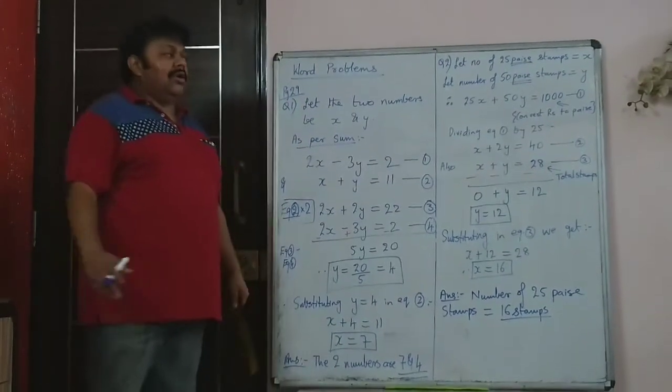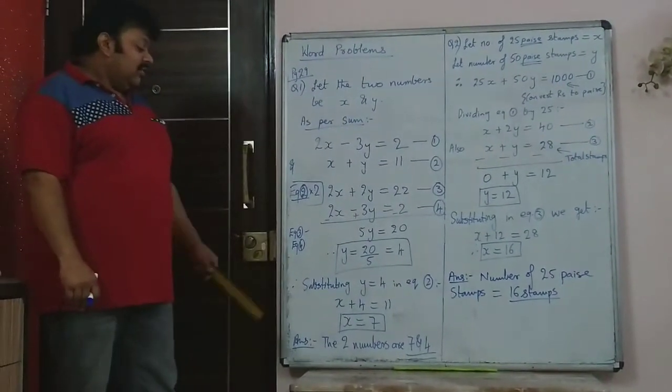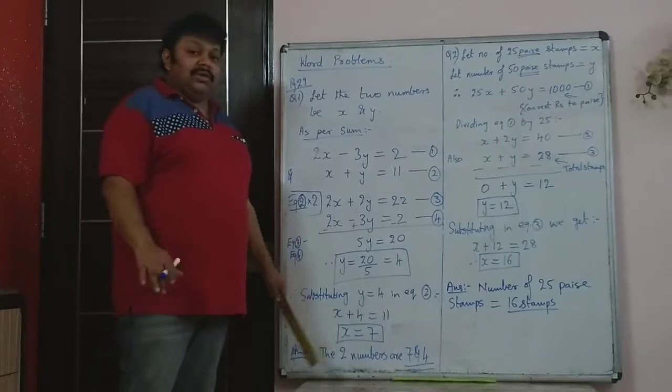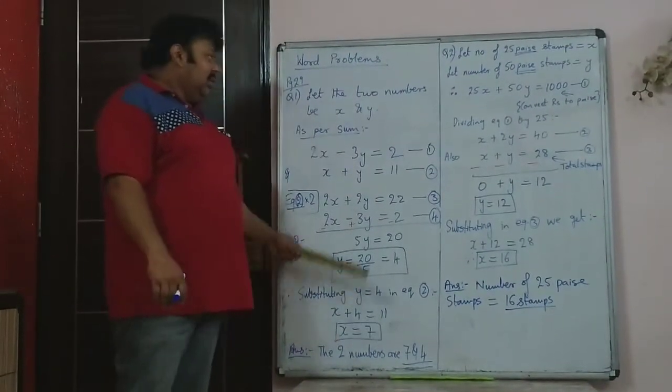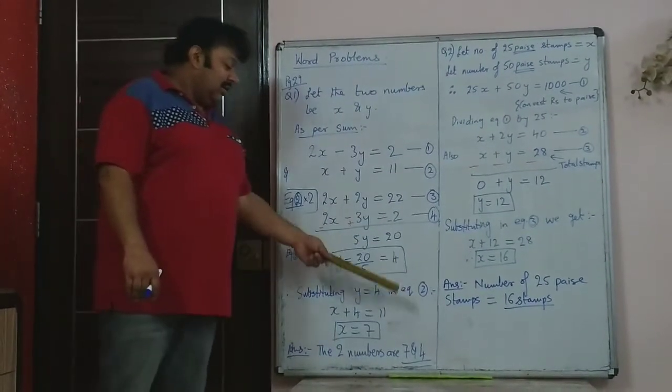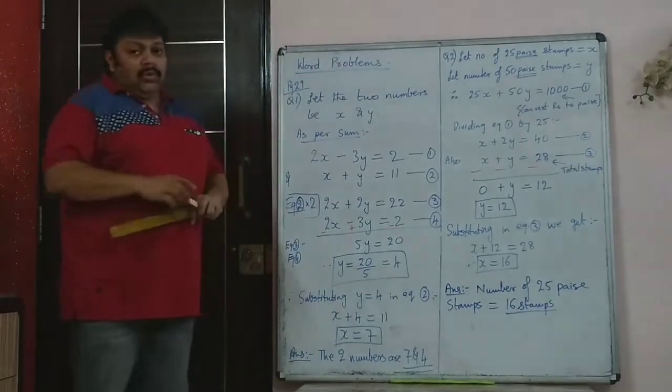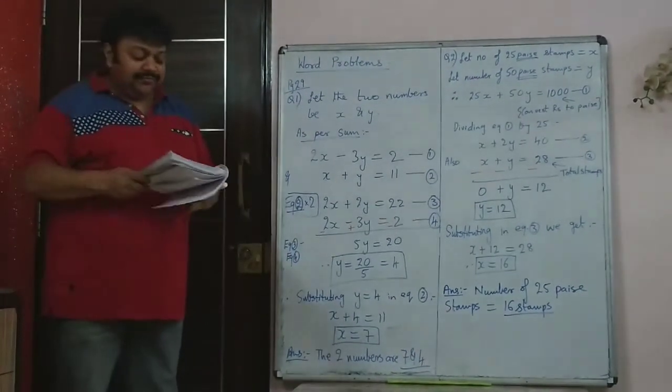So in this sum you are asked both the numbers. So the two numbers, the first number has to be written first, that is 7, and the second number is y, that is 4. Now we go on to the second sum.